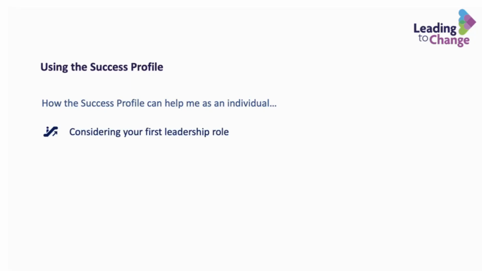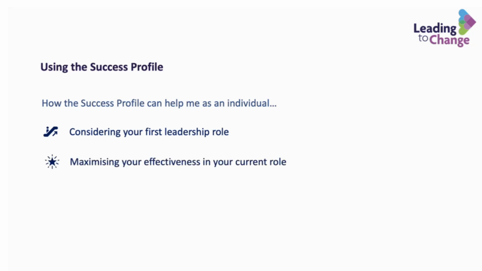The first is those who are considering moving into their first leadership role. For you, it's particularly helpful at giving you a sense of what's required, what would be needed from you, and what the implications are from both a development perspective, and also preparing yourself for making that transition.